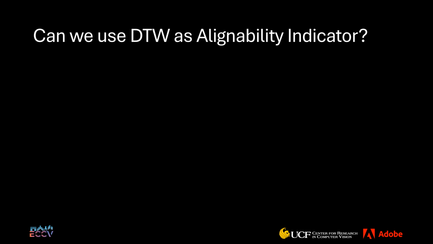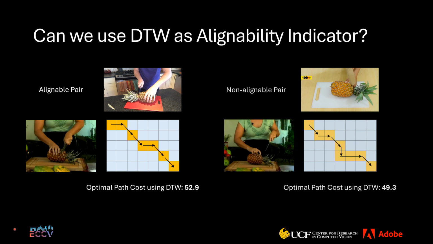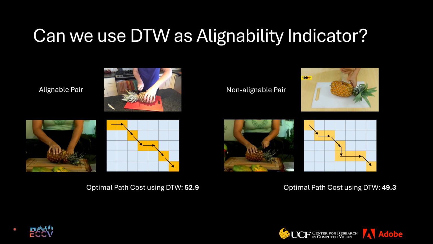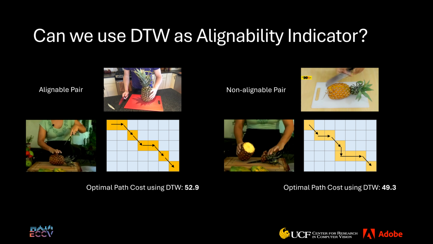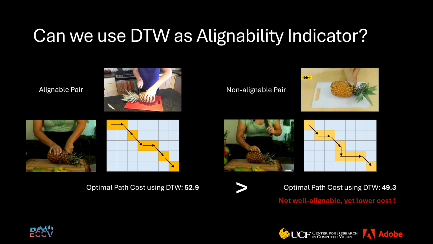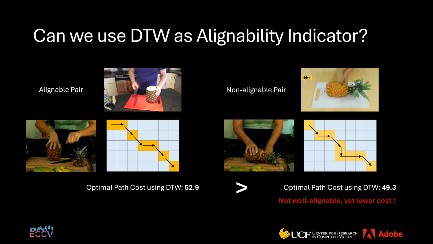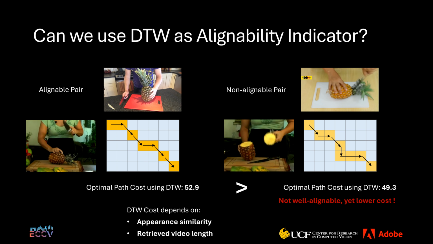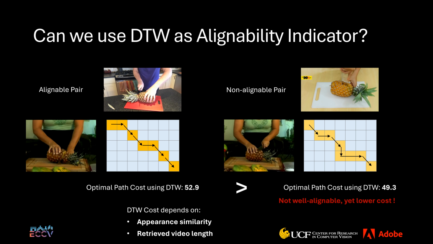Although the DTW alignment cost is intuitive, it comes with some limitations. In this visual example, the video on the left is alignable, while the one on the right is not. However, if we look at their DTW costs, the alignable video surprisingly has a higher cost, which is counterintuitive. This occurs because the DTW distance is heavily influenced by the appearance similarity between frames, and the overall cost also depends on the length of the reference video. These factors can misrepresent the true alignment indication.